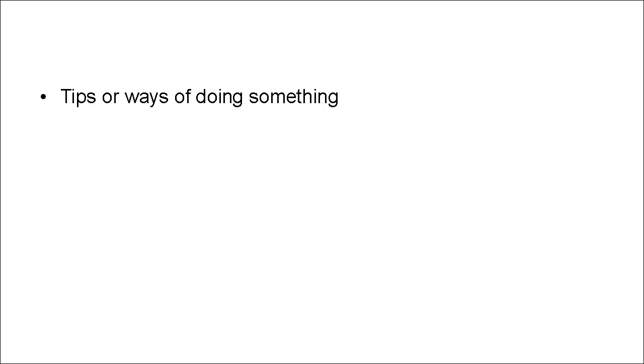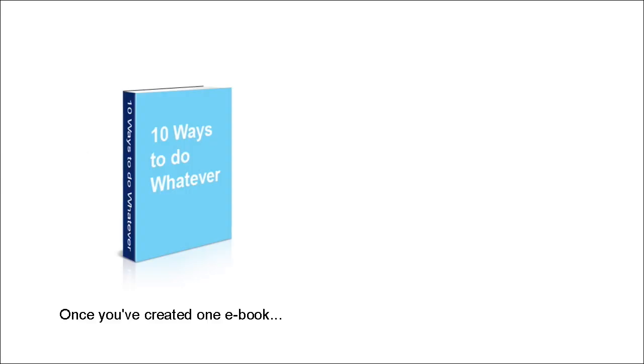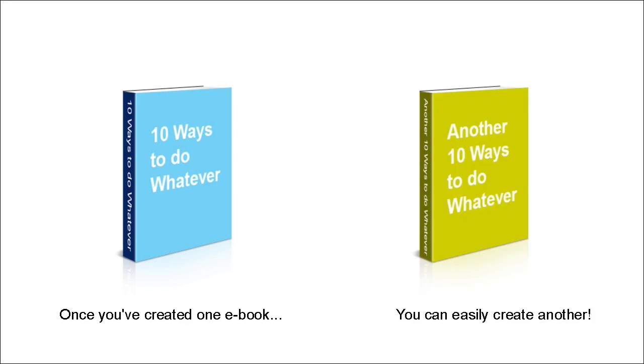Now, the first type of information products are tips. Tips or ways of doing something. And this is probably the easiest type of product to create, because basically it's just a list with an introduction. You can simply write it out in your word processor, save it as a PDF, and voila, you have an ebook. And the great thing is that once you've created one ebook, you can easily create another, and another, and another, and the list just goes on and on.